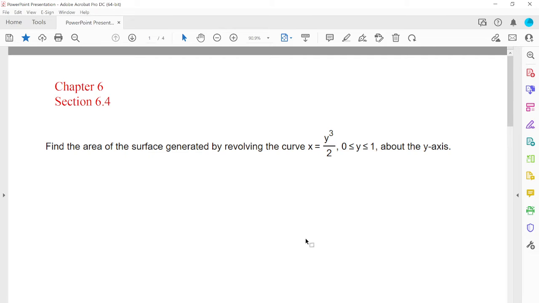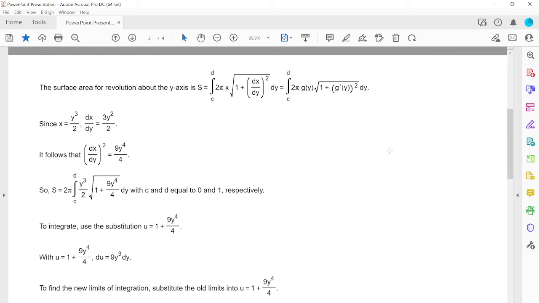Section 6.4: find the area of the surface generated by revolving the curve x equals y cubed over 2, where y ranges from 0 to 1, about the y-axis. To find the area of the surface, we have this formula, depending on what you are given.